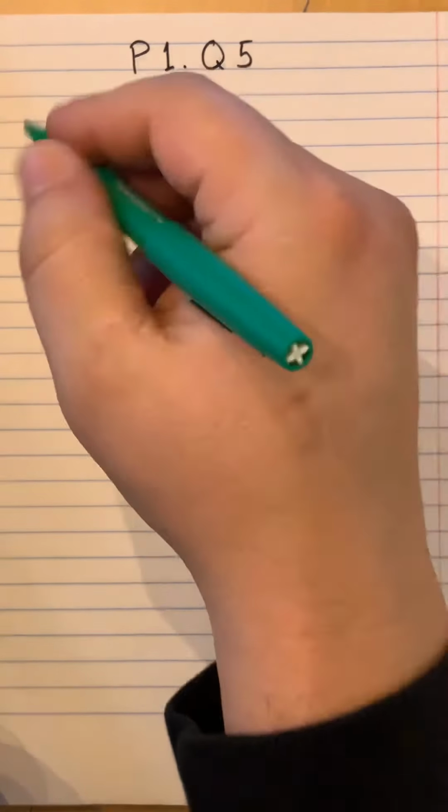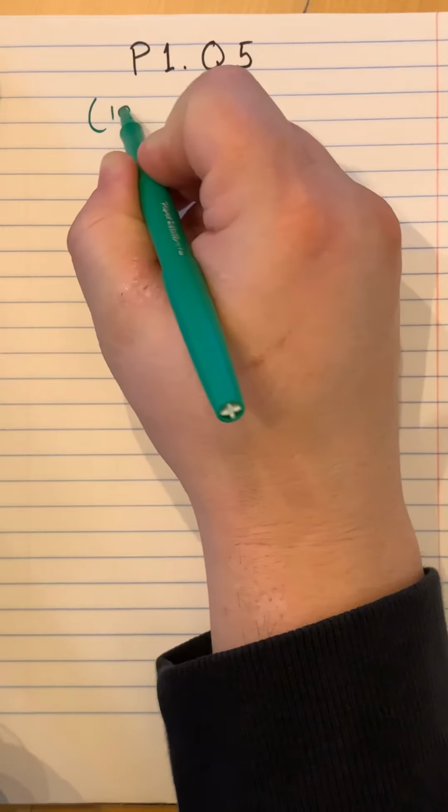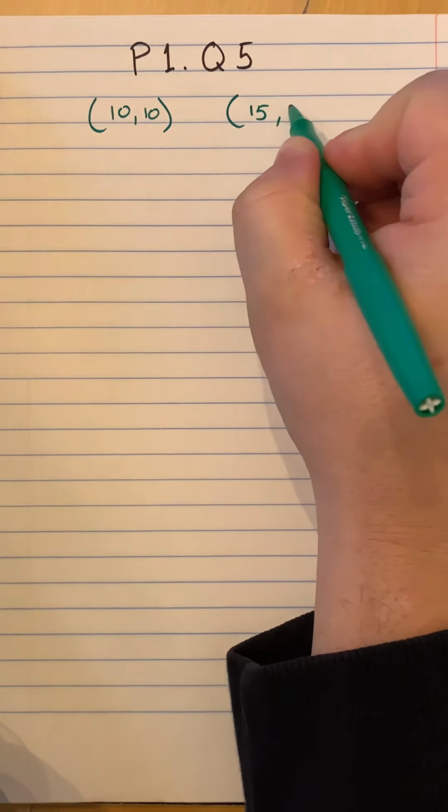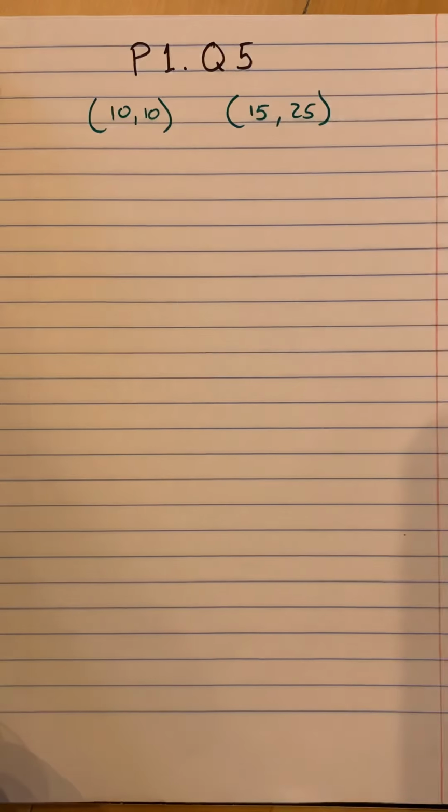We have 2 points, the point (10, 10) and the point (15, 25). And we want to know which one of the points, there are 4 points, A, B, C, and D, would be located on that same line.